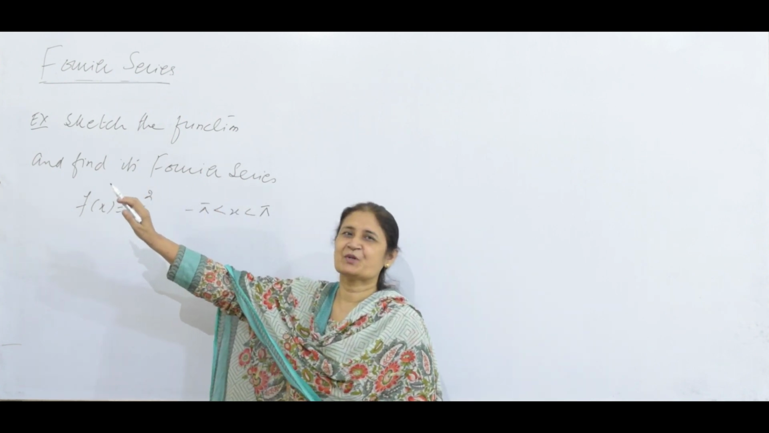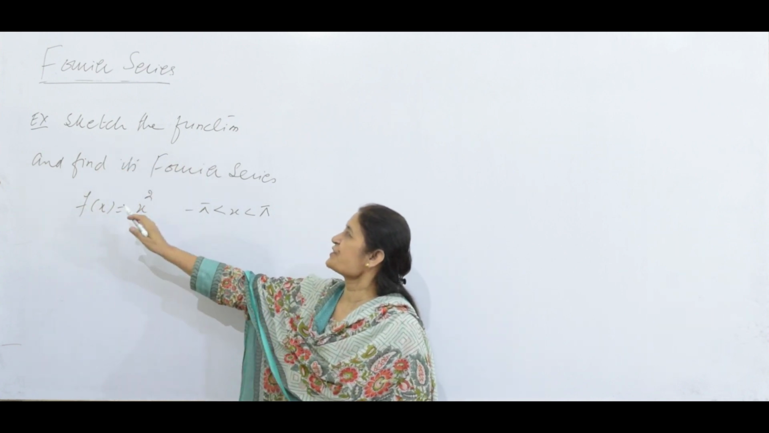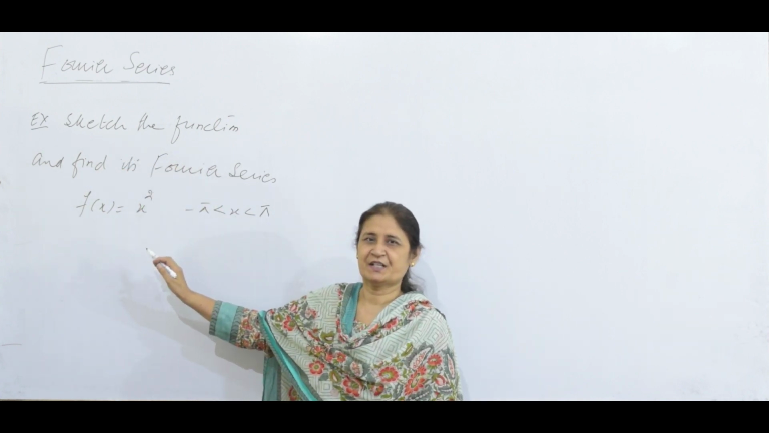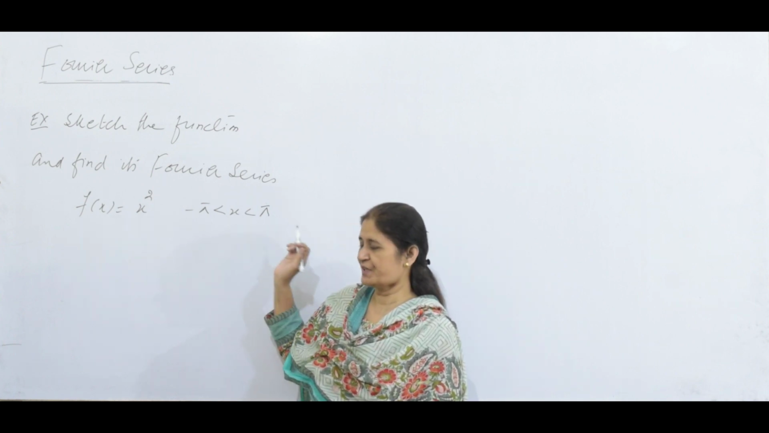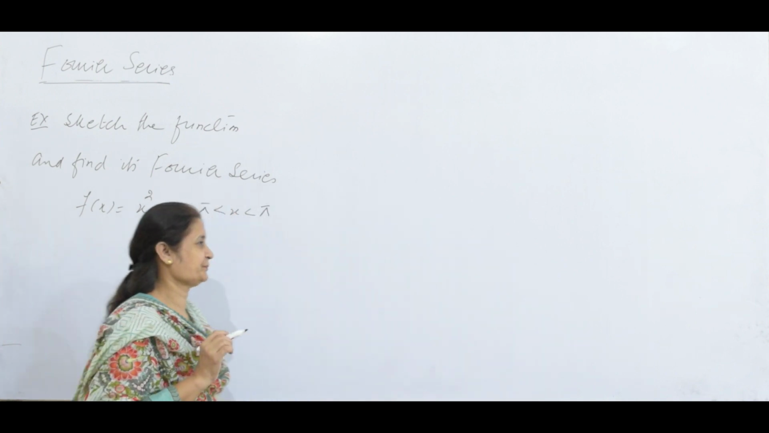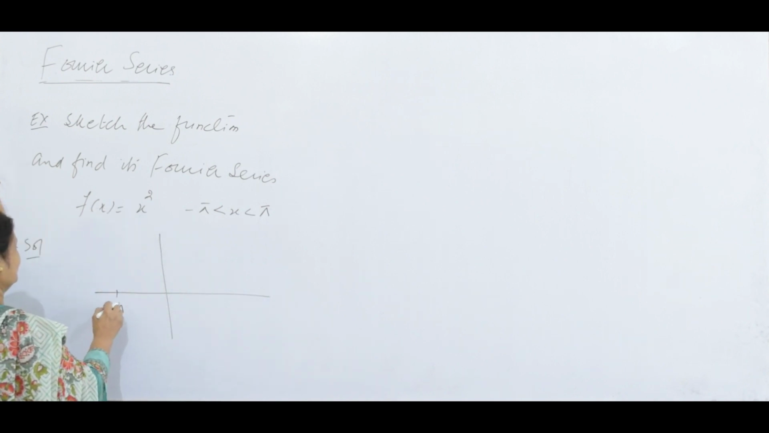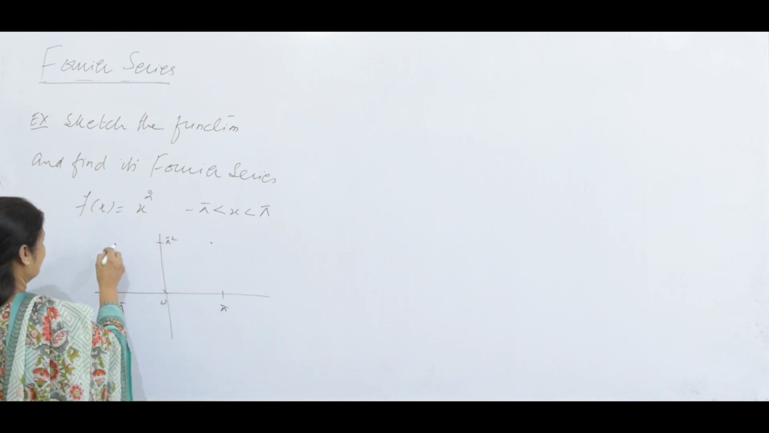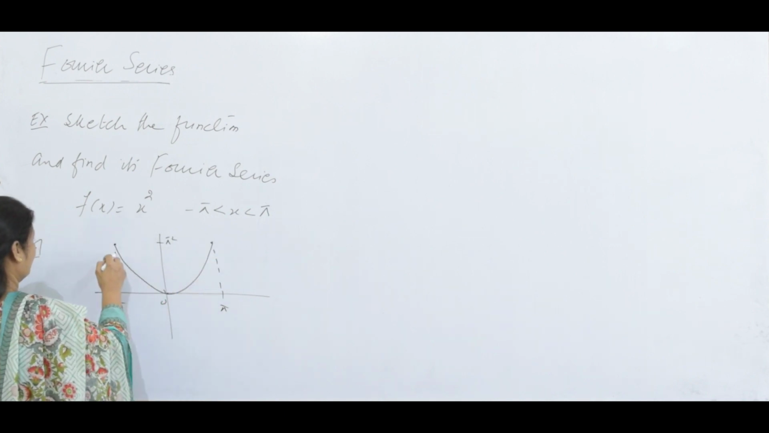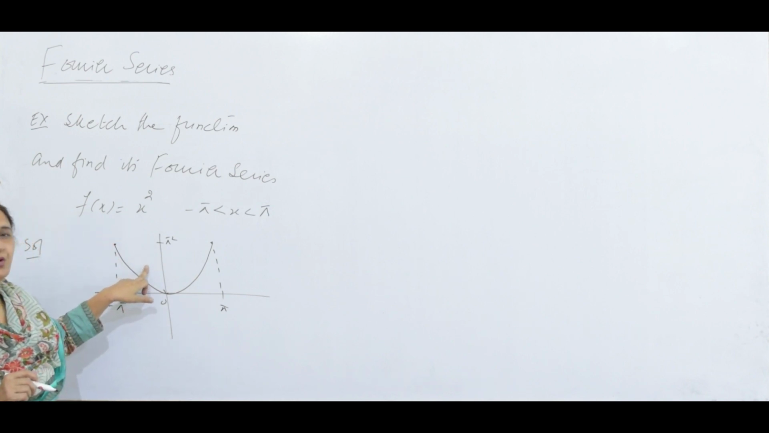Let's have a few examples. First of all, we will sketch the function and find its Fourier series. The function is f(x) = x square, where x lies between minus pi to pi. So let me sketch the function first of all.